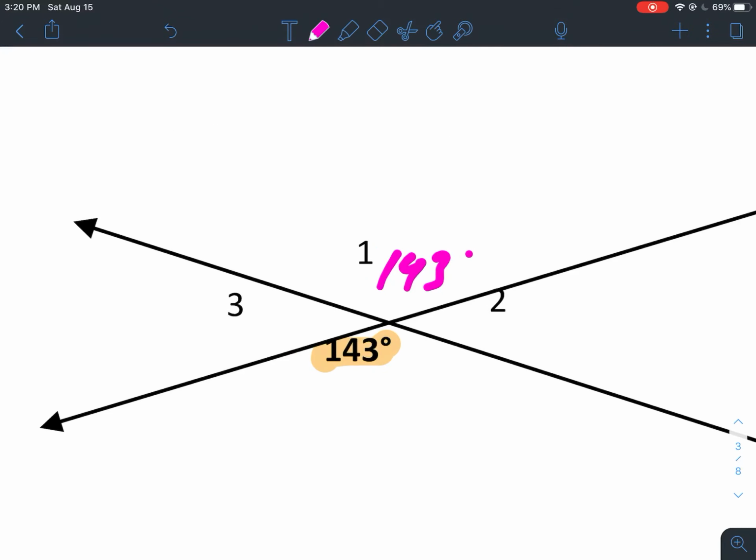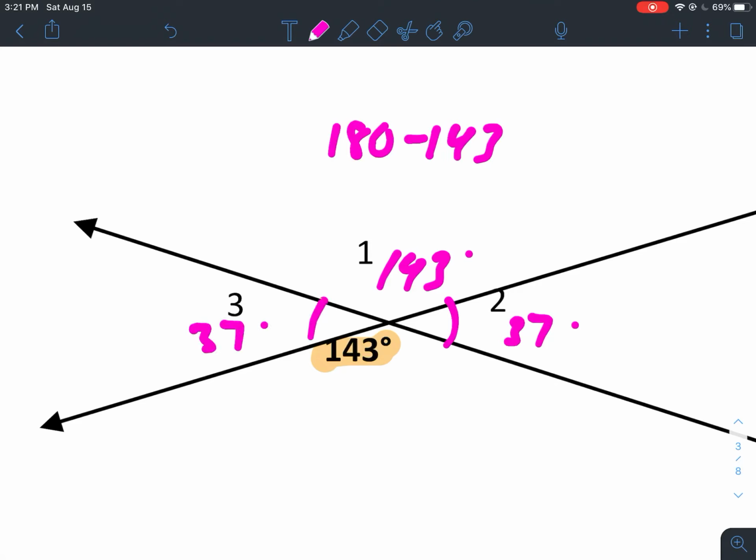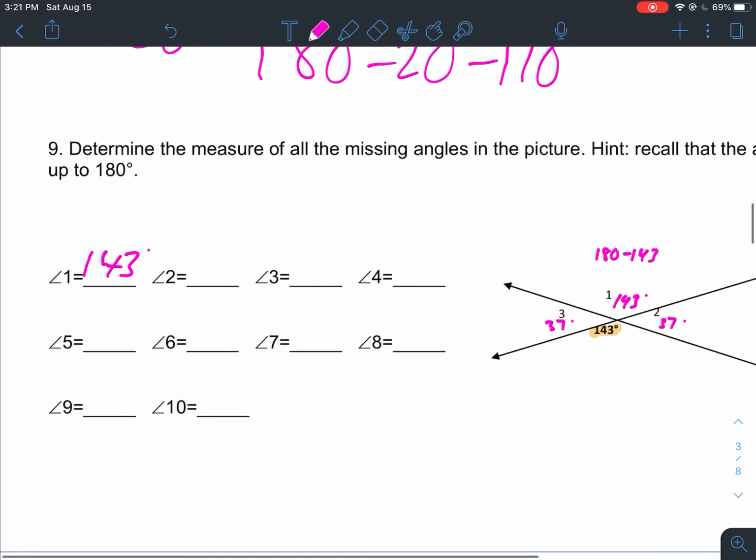Staying right here, we know that angle 1 and angle 2 form a straight line, so they must be supplementary. So 180 minus 143 will give us angle 2, and that would be 37. And since these two are vertical, 3 is also 37. So angle 2 and 3 are both 37.